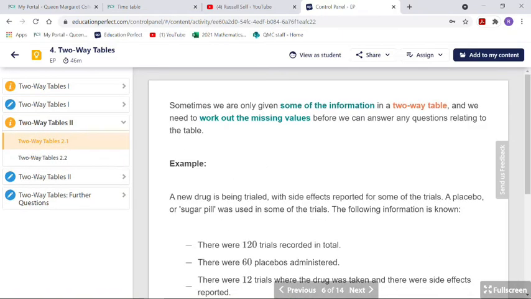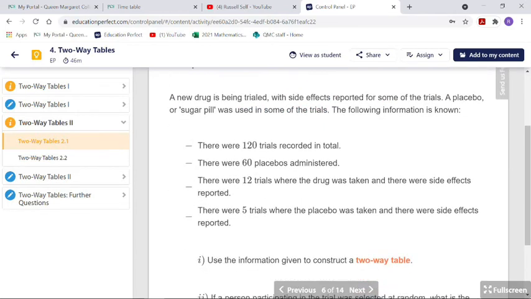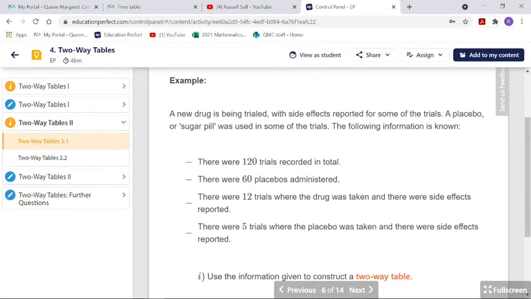Okay, let's look at another one. So sometimes you're not going to have all of the information and you're going to have to put the information in. So in this case, here they don't even give us a two-way table, so we have to build it first. But they're very easy to build as long as you remember that everything has to add together across and up and down, right? So let's just build this probability.